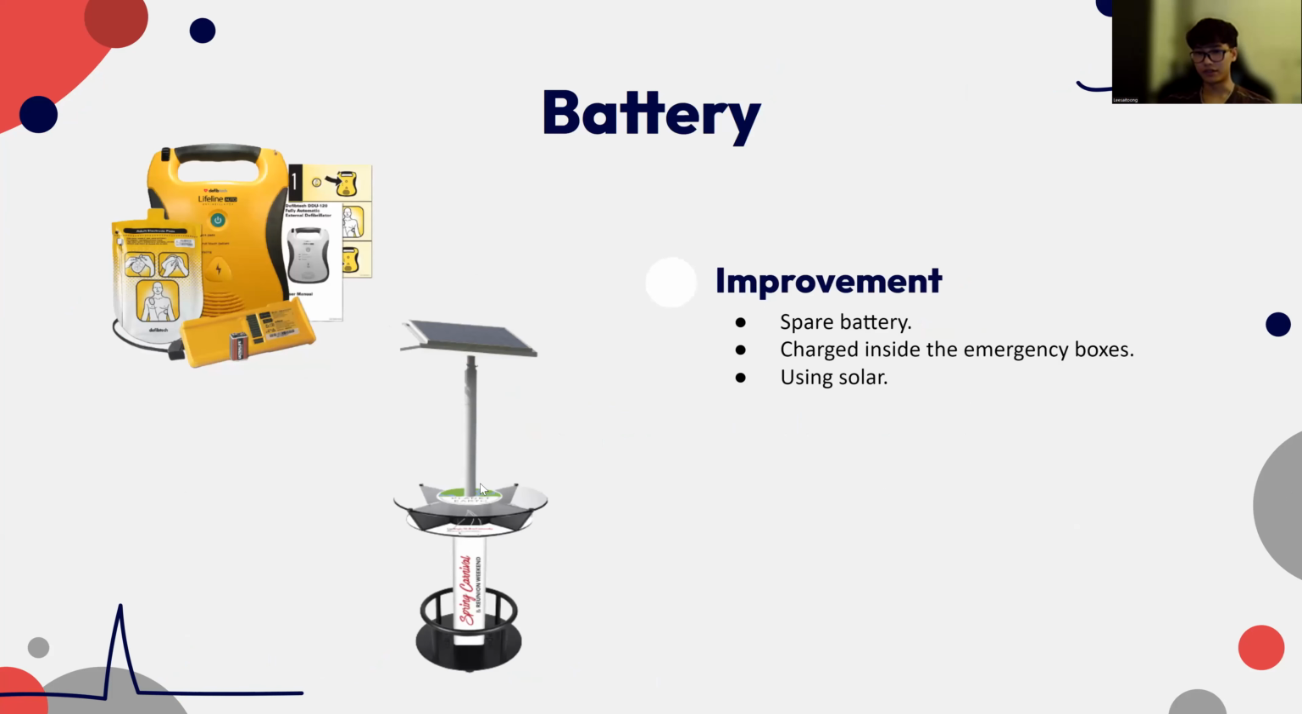Next improvement is the battery. It is better to always have the spare battery along with the device, or either the device itself that will be charged inside the emergency boxes, or even using solar if it is outside the building to make sure that the battery is always fully charged.